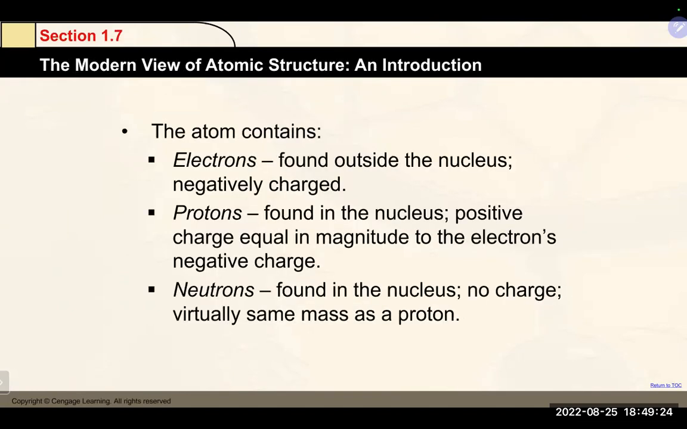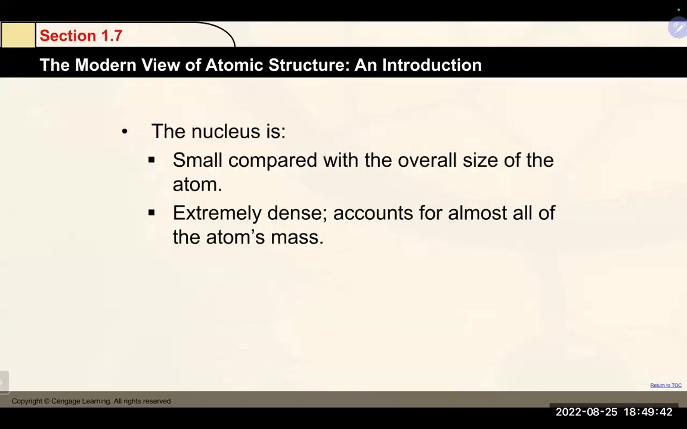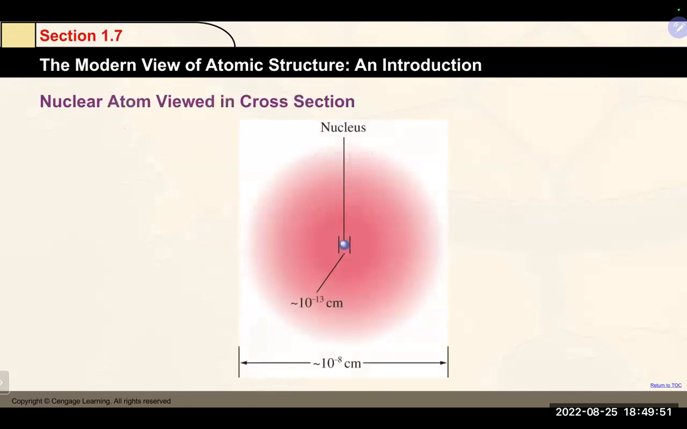In case you're not sure from our conversation, one last time here: electrons are found outside the nucleus, negatively charged, flying around in that empty space. Protons are positively charged and found in the nucleus, and neutrons are also found in the nucleus and have no charge. The nucleus, like I mentioned, is small compared to the overall size, but very, very dense and positively charged. And here's that cross view of the atom. Again, that red area is what is sometimes referred to as electron clouds, or that empty space. We have our electrons moving around in that area, and obviously our nucleus, they're very, very small.